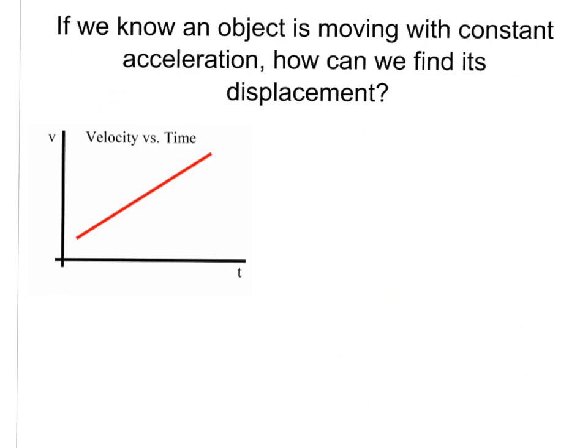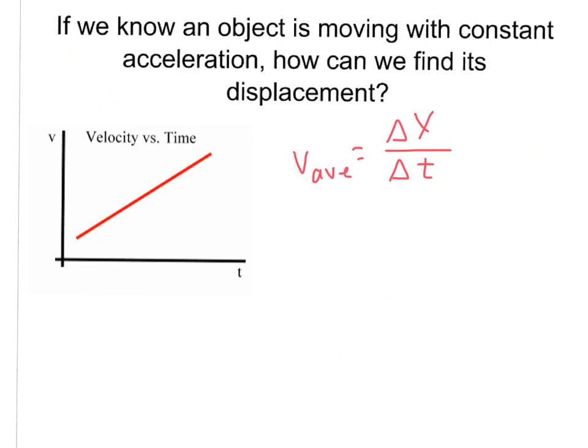So if we know that an object is moving with constant acceleration, how can we find its displacement? There's a question I'll put to you. Let's think a little bit about this graph here. We have a velocity versus time graph. We have constant acceleration going on right here. Remember, let me go ahead and write our formula down. Average velocity is equal to the displacement, or change in position, over the change in time.